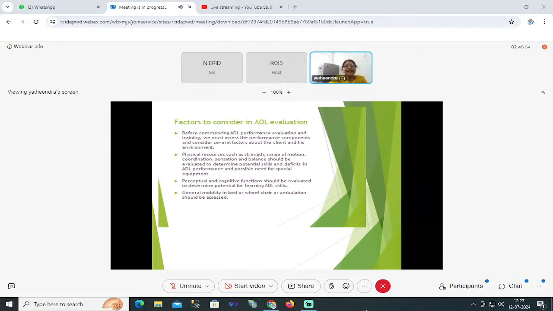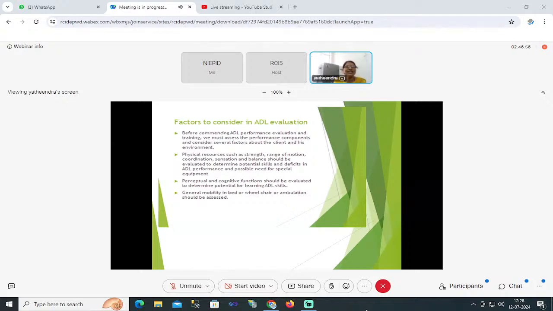Factors to consider in ADL evaluation. While doing evaluation of ADL skills, what factors should we consider? Before commencing ADL performance evaluation and training, we must assess the performance components and consider several factors about the client and his environment. Physical resources such as muscle strength, range of motion, coordination, eye-hand coordination or hand-to-hand coordination, sensations, including tactile, thermal and touch sensation, and of course balance. It all should be evaluated to determine the potential skills and deficits in ADL performance. After this evaluation, we can find out which factors are interfering in ADL functions of the child.